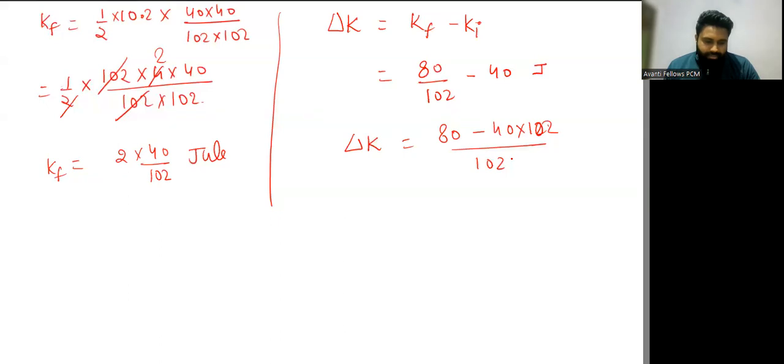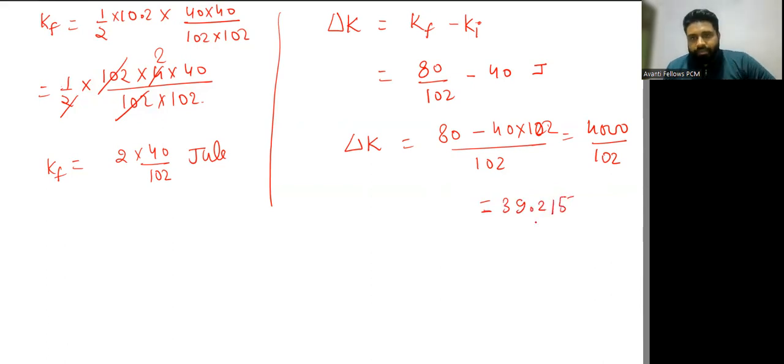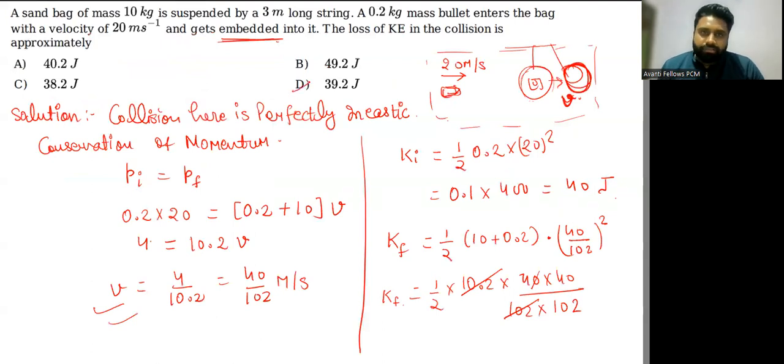So this quantity you have to calculate: 40 multiplied by 102 minus 80. It will become 4000 divided by 102. If you divide it by 102, this results in 39.215, which you can approximate as 39.2 joule. This is the loss of kinetic energy you will have in this system. Option D is the correct option.